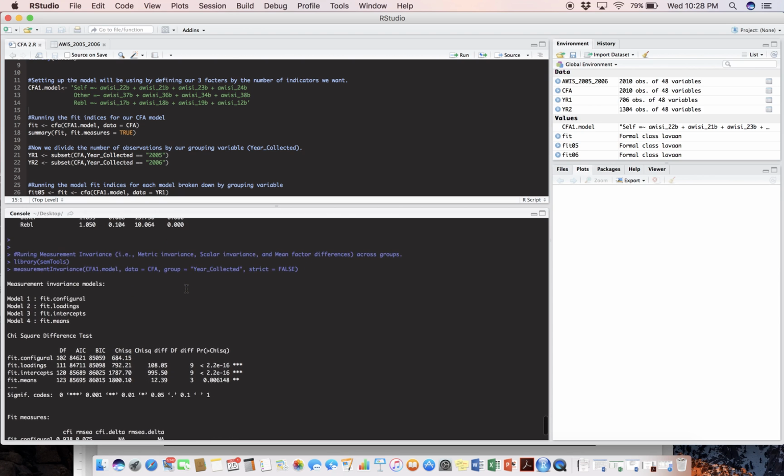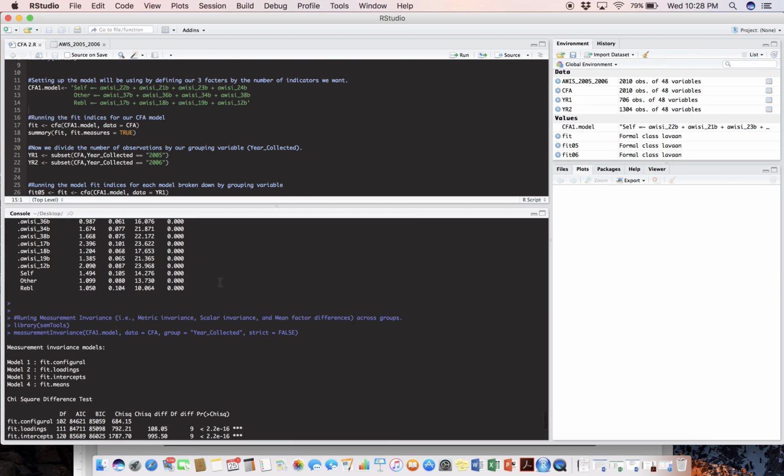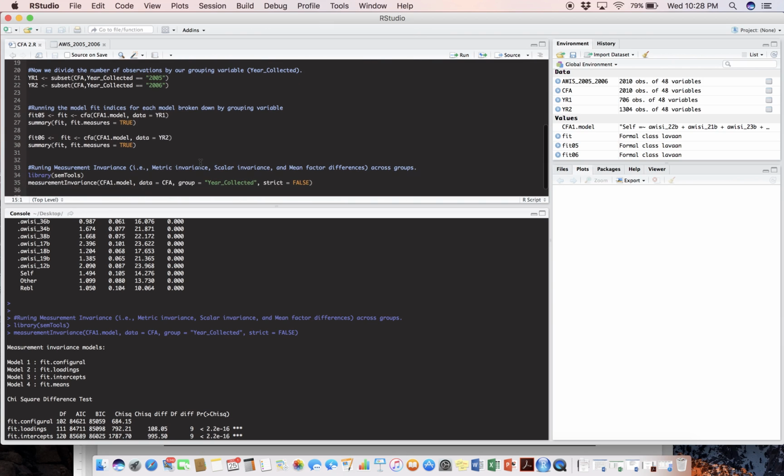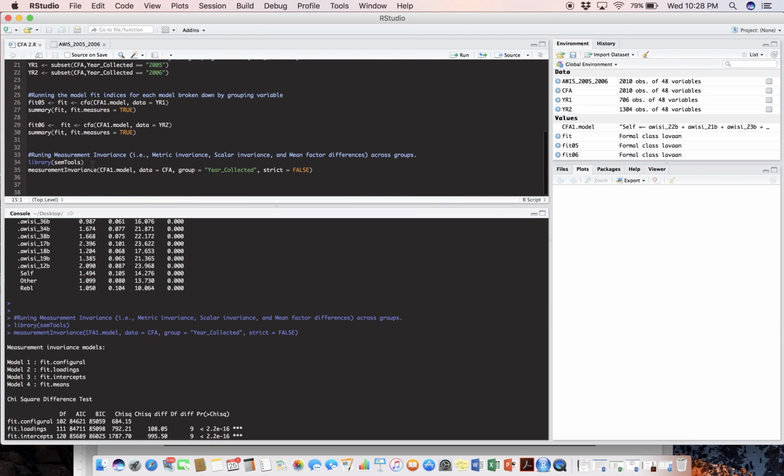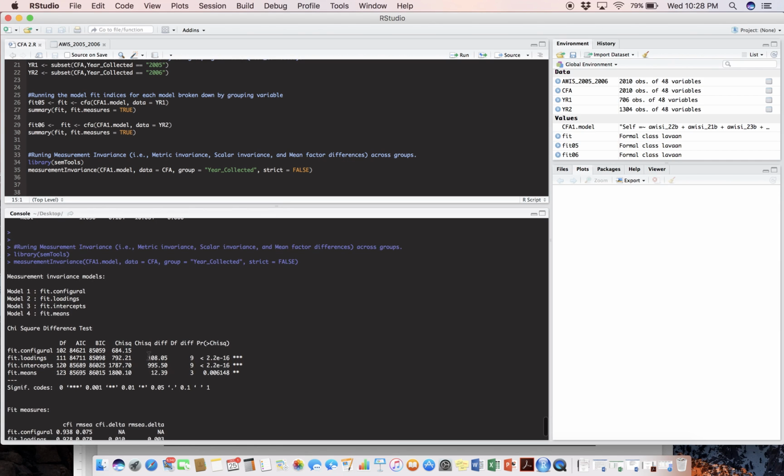All right, so we got that. And now we're ready to walk through our invariance analyses. So we're looking at metric invariance, scalar invariance, and mean factor differences for each one of these. All right, so here you'll see we have configural, loadings, intercepts, and means.